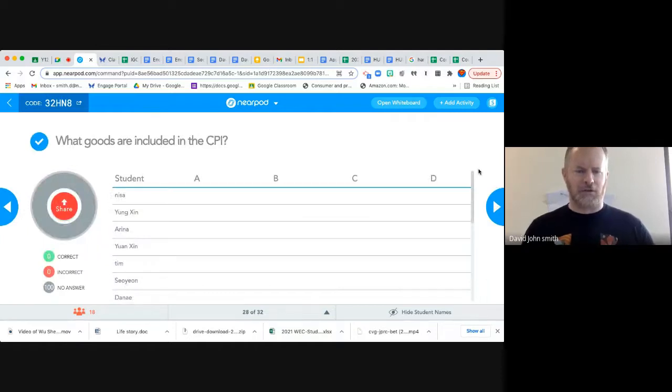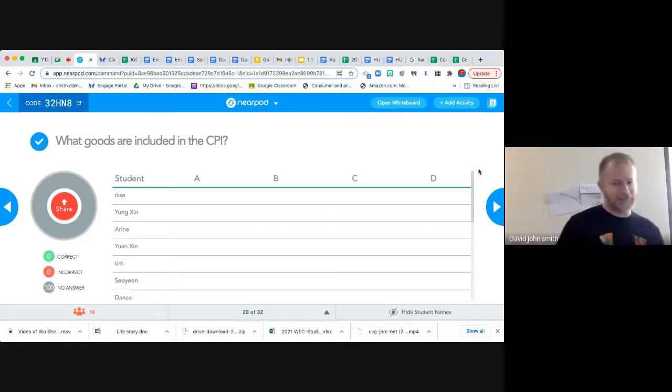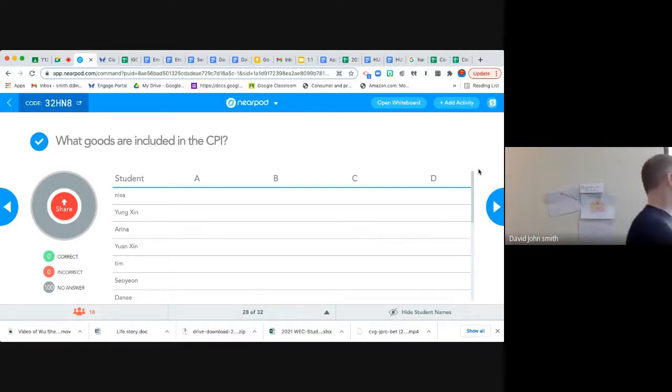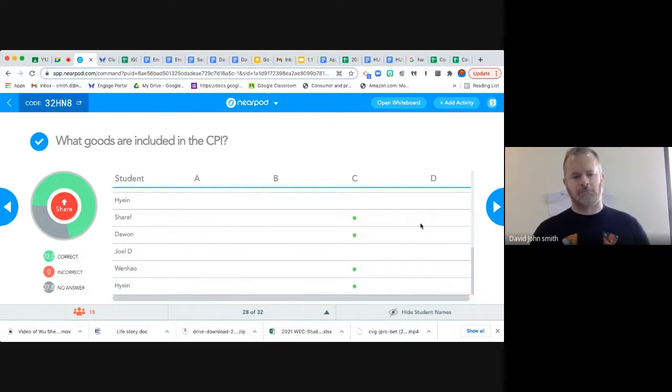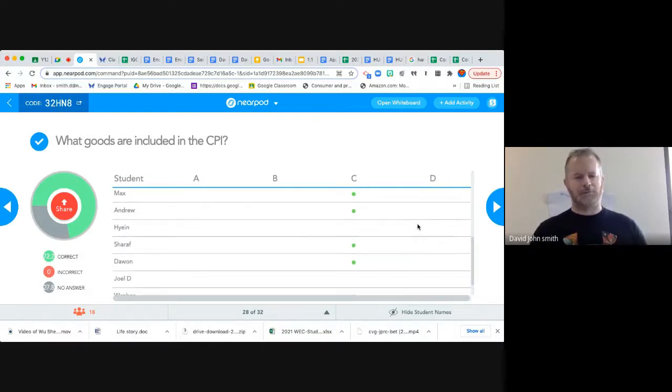Which goods? What's the English on that? What goods are included in the CPI? There we go, A, B, C, or D. Okay, waiting on a couple more.